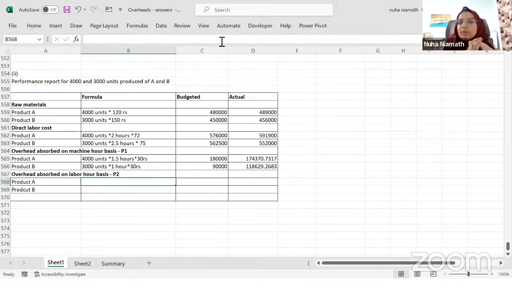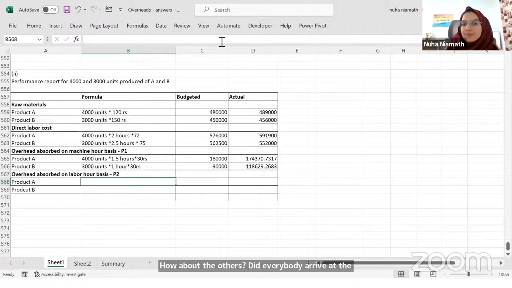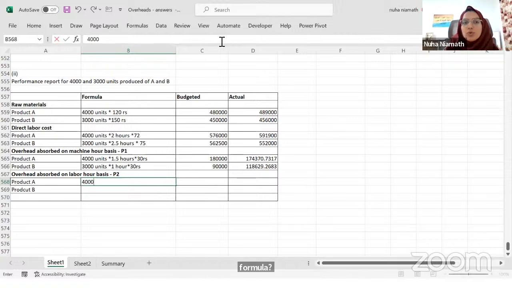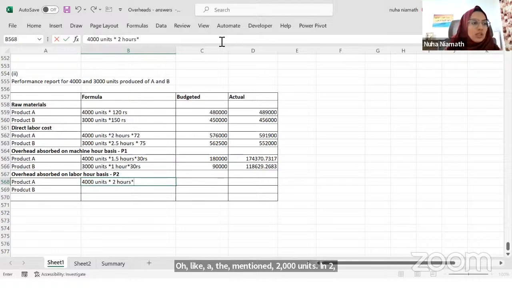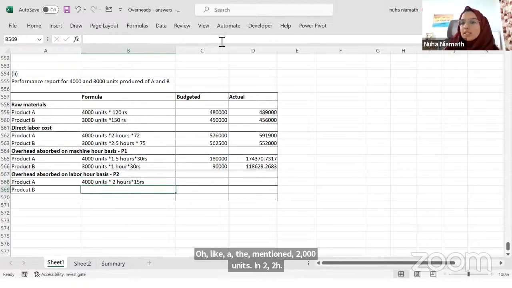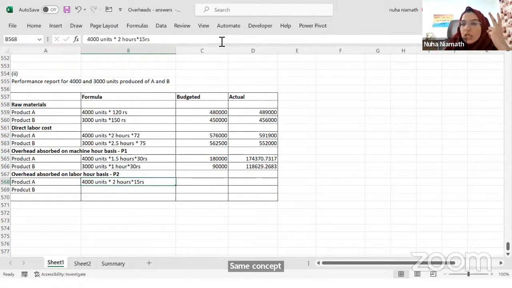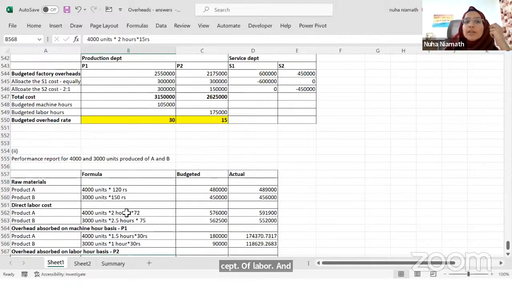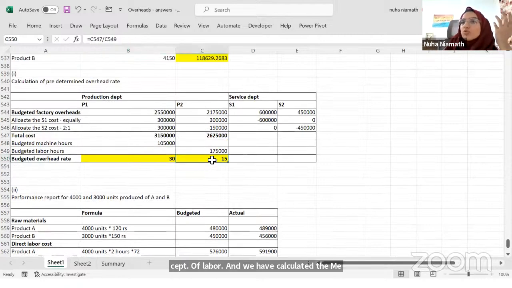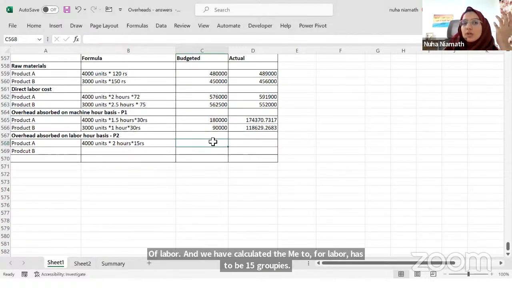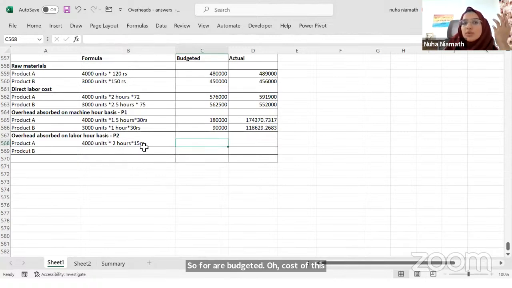How about the others? Did everybody arrive at the same formula? So, like Atira mentioned, 4,000 units into 2 hours into 15 rupees. Same concept. 4,000 units, actual units produced, takes 2 hours each of labor hours. And we have calculated the predetermined rate for labor hours to be 15 rupees. So for our budgeted cost of this product A, it will be 4,000 units into 2 hours into 15 rupees. Is it clear, everybody?